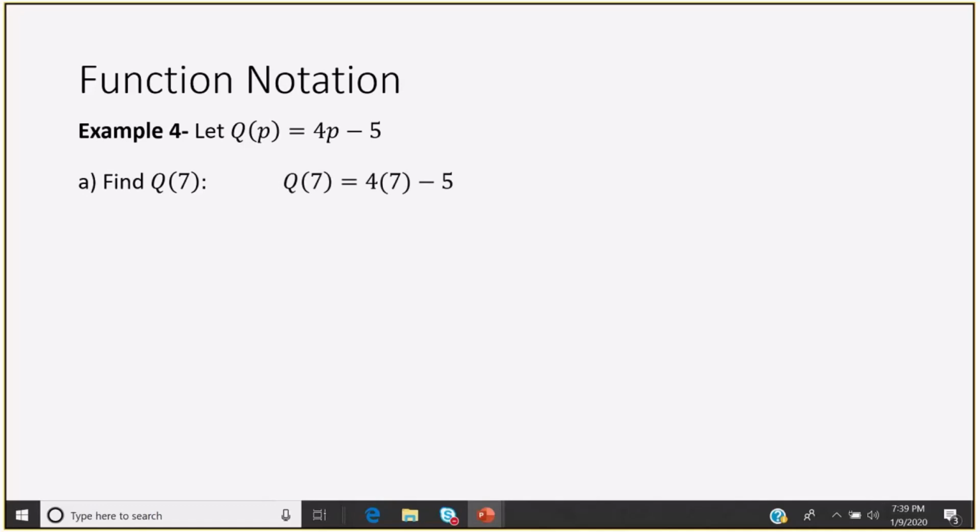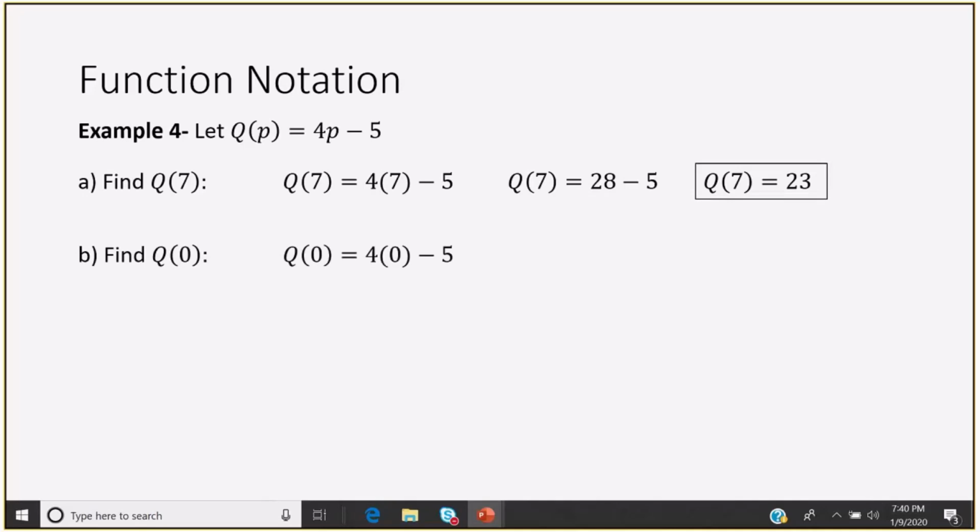So I'm going to replace my p with 7. I'm going to multiply that out. I'm going to subtract, and I'm left with Q of 7 is equal to 23. And again, it bears repeating: I don't divide both sides by 7. That's my answer. Q of 0, well, I take 0, plug it in for p, solve. 4 times 0 is 0, subtract 5, I get negative 5.